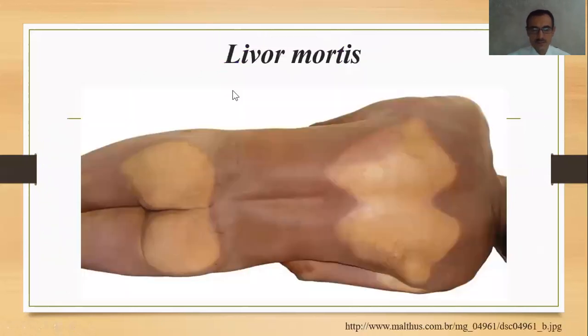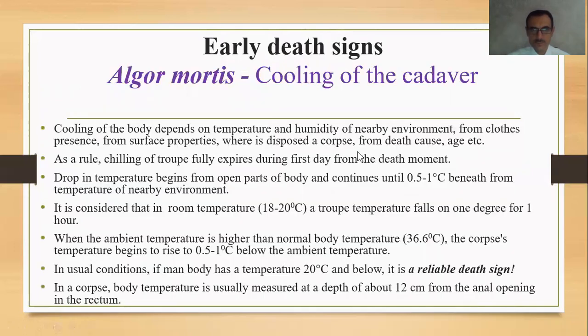Here is the figure of the livor mortis in the gluteal area on the back of the corpse. The second early death sign is algor mortis, or the cooling of the cadaver. Cooling of the body depends on the temperature and humidity of the nearby environment, on surface properties where the corpse is placed, on the death cause, age, and so on.